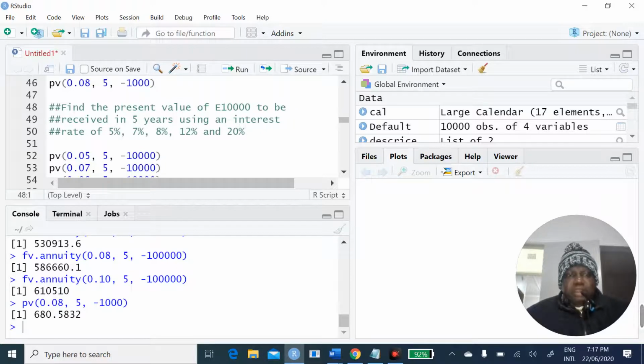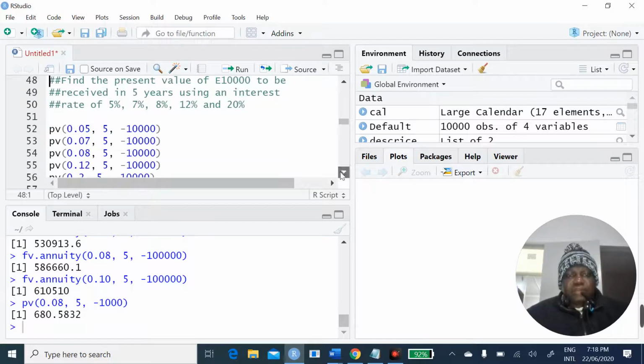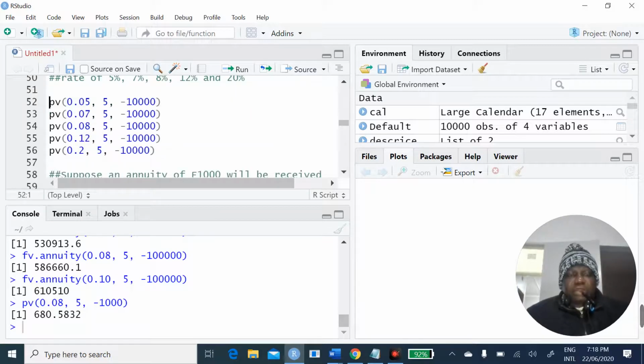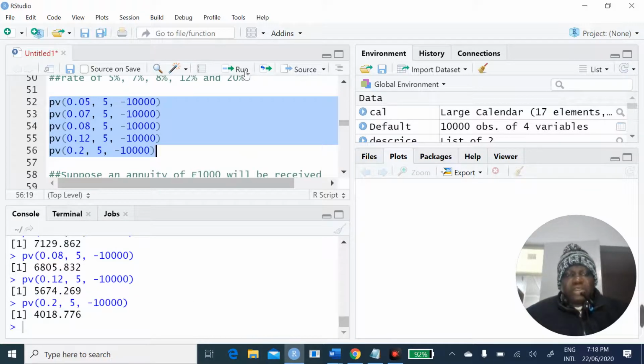Also, in order to try other examples, find the present value of 10,000 Emalangeni to be received in 5 years using an interest rate of, just changing the interest rates. So you run everything, and you see how the present value keeps changing as we change the percentages.